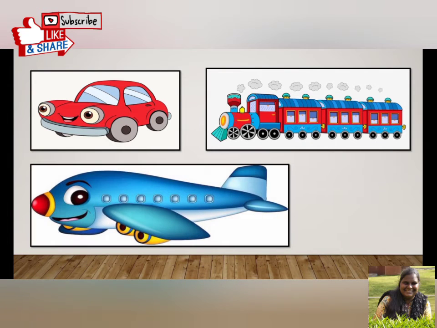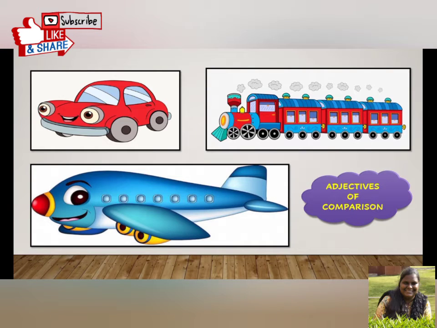What is this? Oh, this is a very quick one. This is an aeroplane. Have you ever traveled in one? Oh, you have traveled. That's really good. But when I compare all these three, the aeroplane is the fastest mode of transport. Yes, car is fast, train is faster than a car, and an aeroplane is the fastest among all. Today we are going to learn a very important topic of grammar, and the topic name is adjectives of comparison.